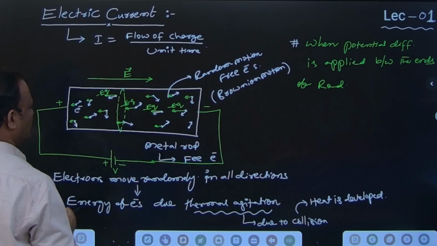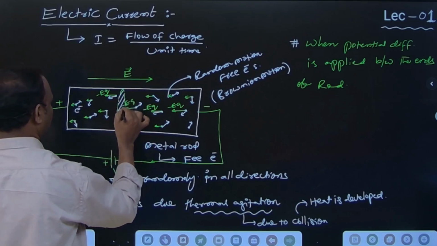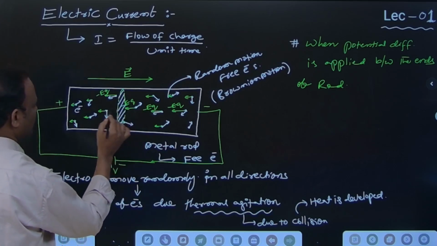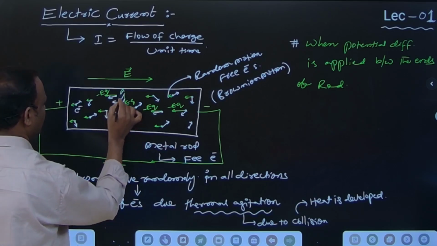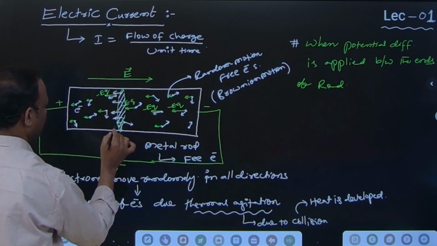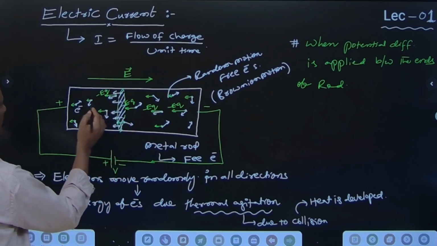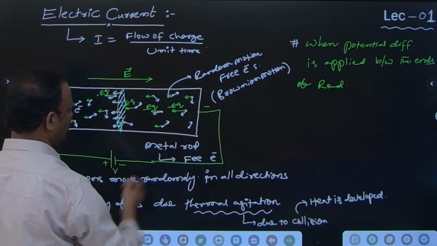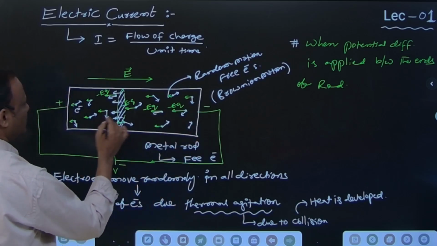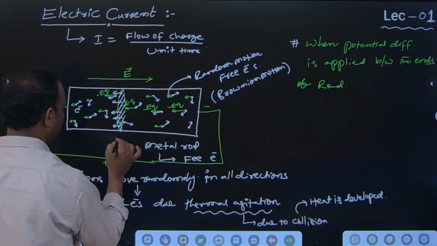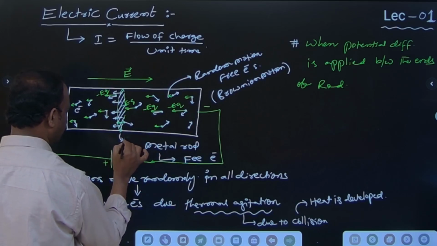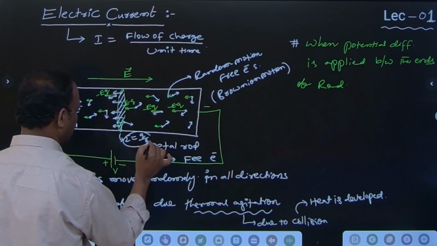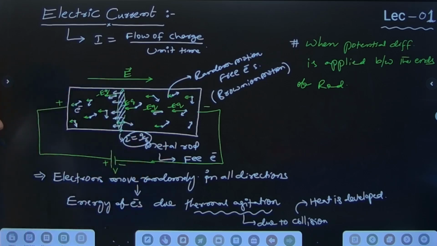Next, suppose we choose some cross-sectional area. Through this given cross-sectional area, how many charges are moving? The electrons move in this direction and positive charges in the opposite direction. How many charges are moving, that is the current. I is equal to Q by T.